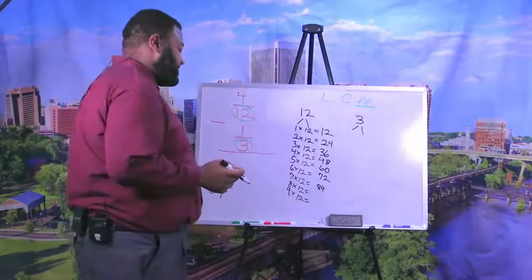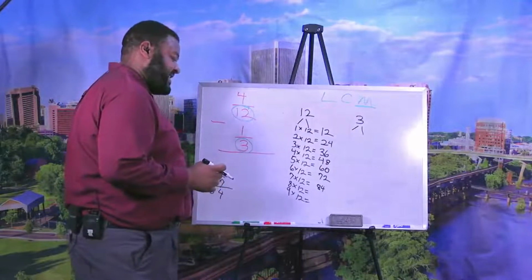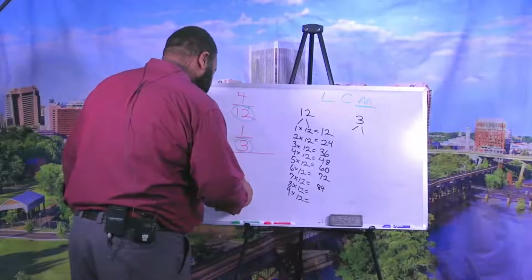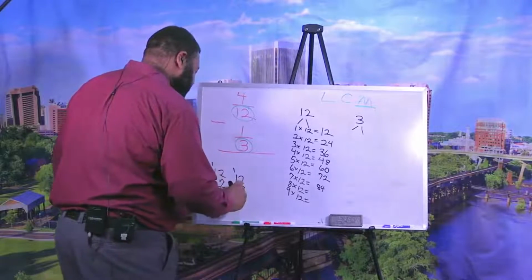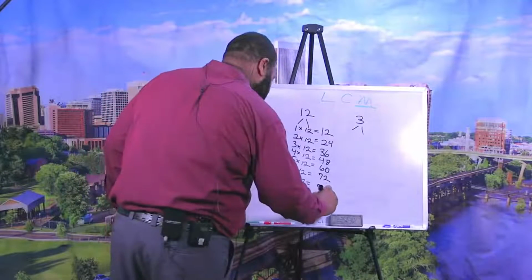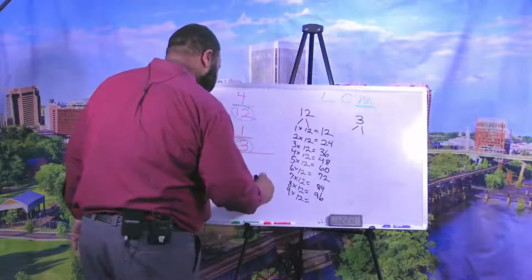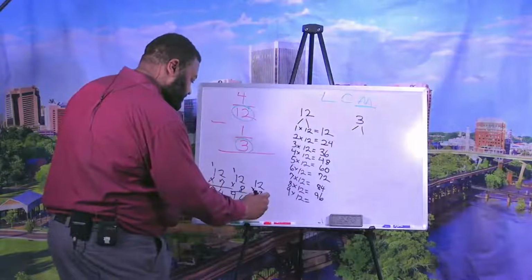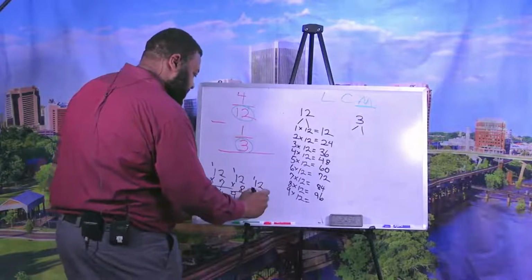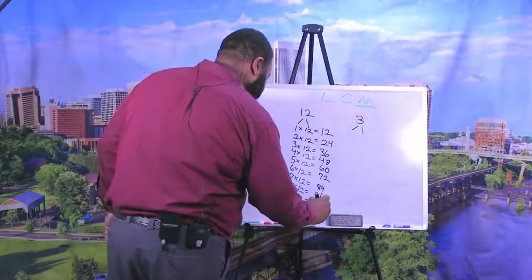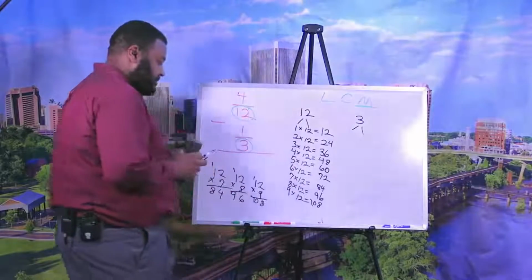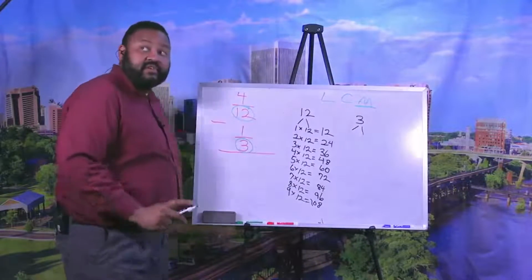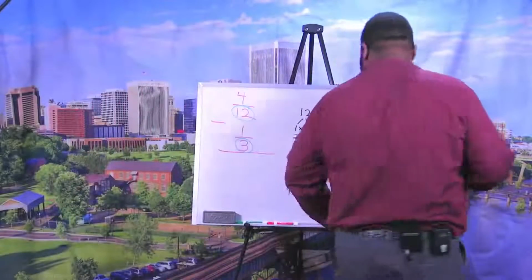You have choices. 12 times 8. 16, carry 1, 8. That's 96. And 12 times 9. 108. There are many ways to solve your answers. Cool. Let me finish this up real quick.